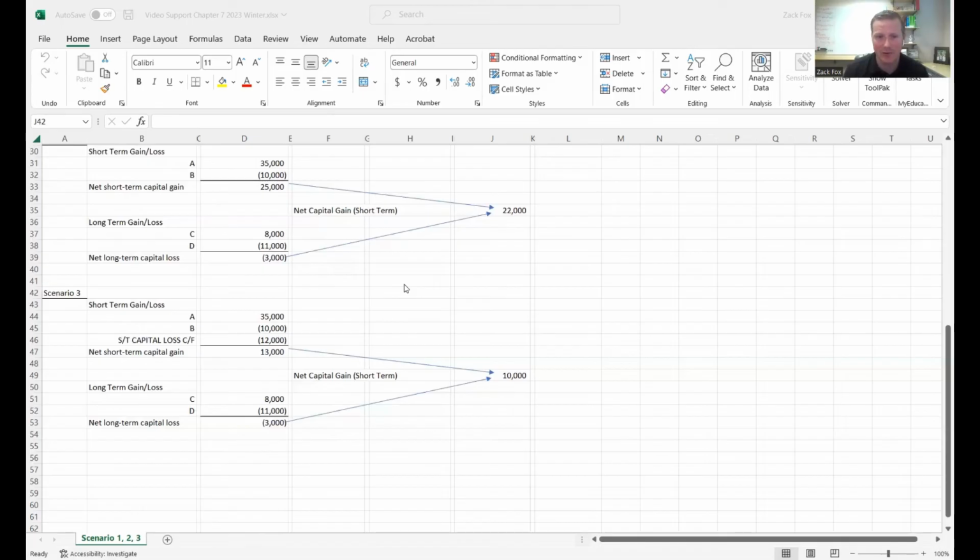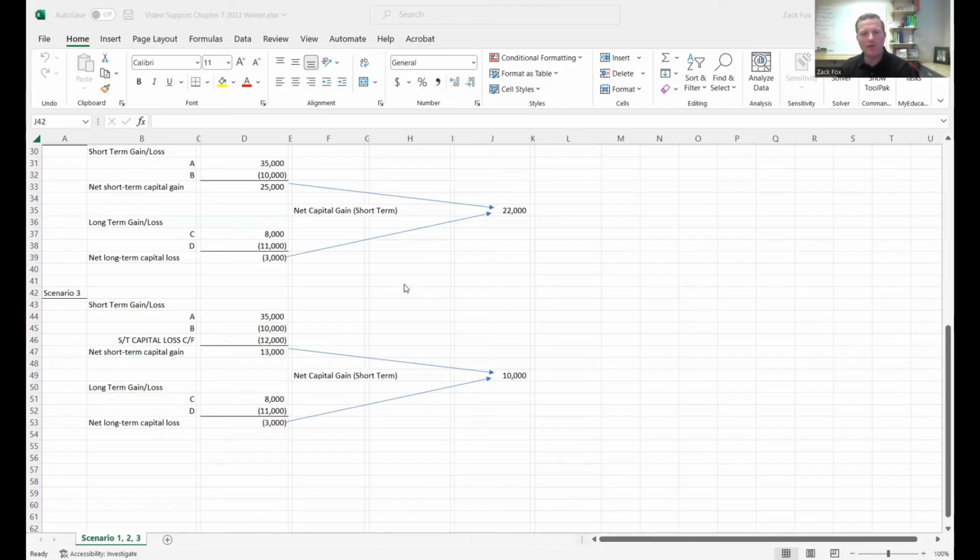As you'll see, it's just an additional line item there that gets netted into it, and our net short-term capital gain just gets reduced to $13,000. And we can use the whole thing. The thing to remember here is we're using the whole amount of $12,000 because we have enough short-term capital gains to offset. So now when we go through the netting process, we result in a lower net short-term capital gain of $10,000.